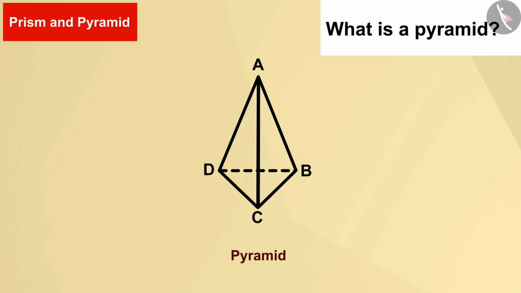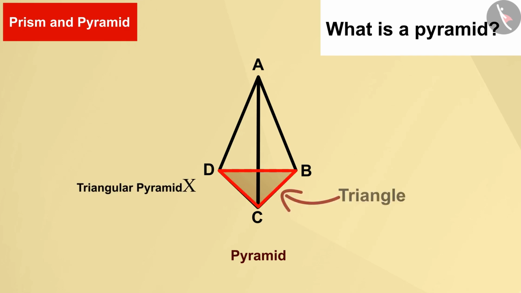This solid has only one base, which is a triangle. It has 3 faces and all 3 are triangles. One on the right, one on the left, and one at the back. It is a triangular pyramid because its base is a triangle.